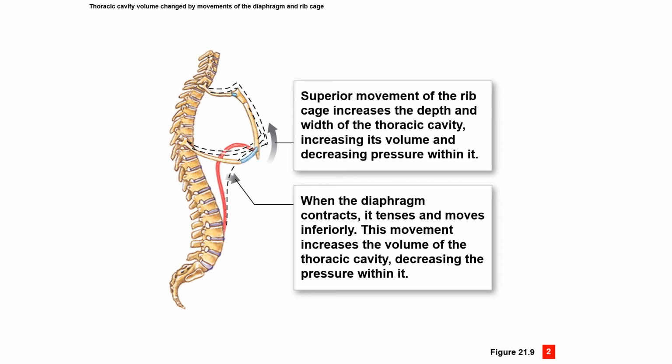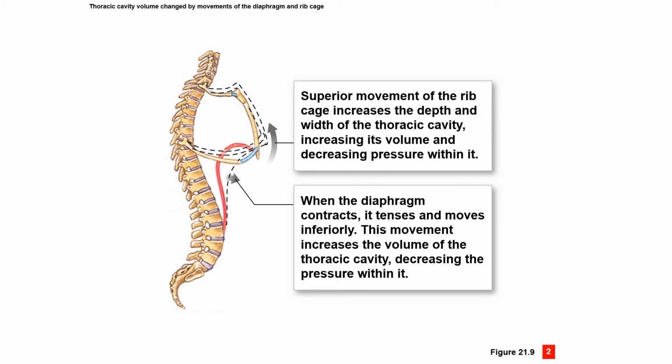Here we can see the rib cage and how it interconnects with the vertebrae of the vertebral column. Superior movement of the rib cage increases the depth and width of the thoracic cavity, thus increasing its volume. Superior movement of the rib cage indicates inspiration, or breathing in. By increasing the volume, we decrease the pressure and allow air to flow down and into the lungs.